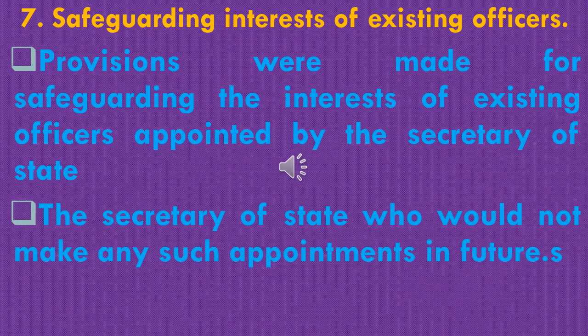The last provision of the Indian Independence Act of 1947 is safeguarding the interest of existing officials. A proper provision was made for safeguarding the interest of existing officials who were appointed by the Secretary of State, but the Secretary of State would not make any further appointments in future.